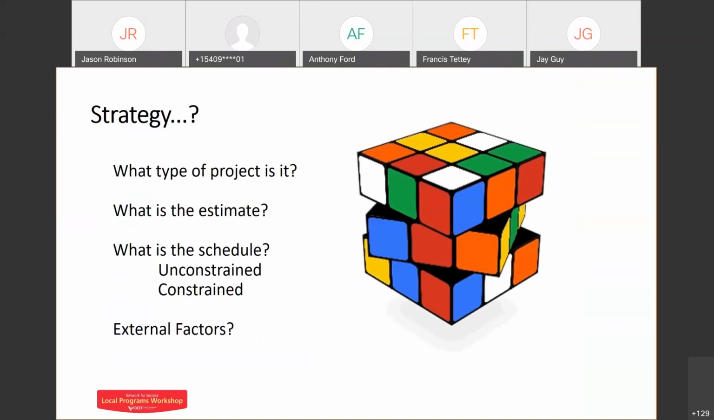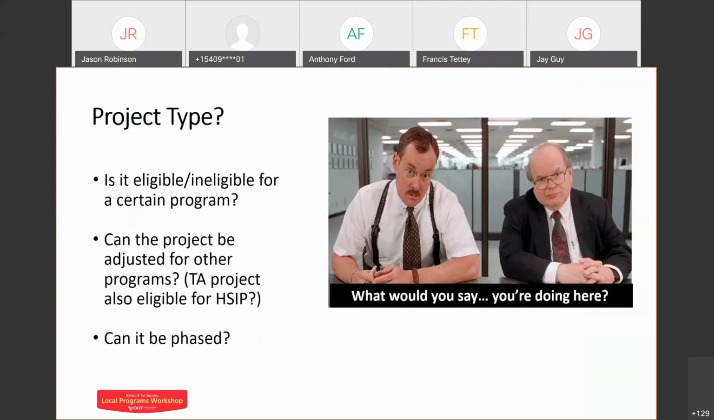What programs is your project eligible for? Could it be applied for SMART SCALE, TA, which is Transportation Alternatives, revenue sharing, HSIP, economic access, rec access? Can you adjust the project some to make it eligible for other programs? Can you take what is essentially maybe a TA project and adjust it to be competitive for something like HSIP, which addresses a known safety issue?